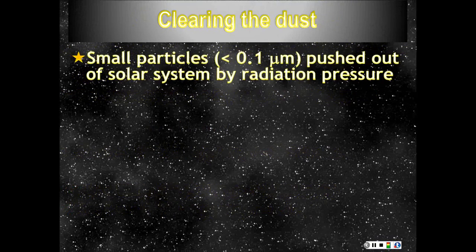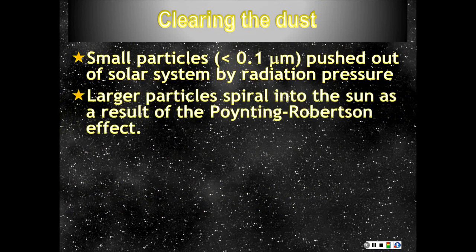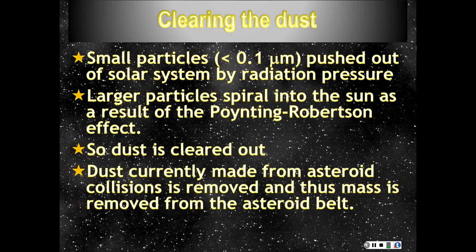To summarize this, small particles less than about a tenth of a micron will be pushed out of the solar system directly by radiation pressure, and larger particles up to about a foot across will effectively spiral in, and so we get rid of the dust. And we get more dust made all the time, and this is also an important factor with things like the rings around Saturn, Jupiter, etc. And they get cleared out even more.